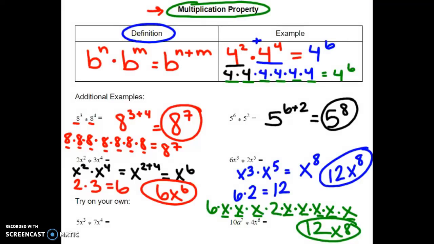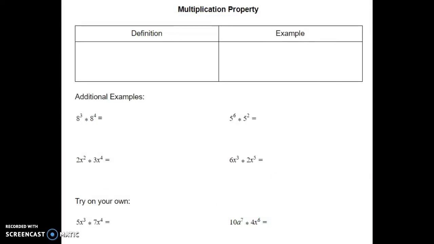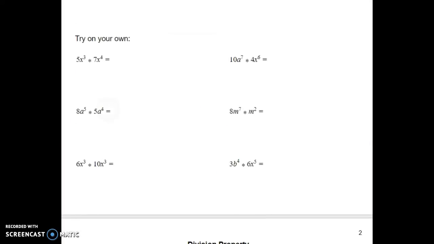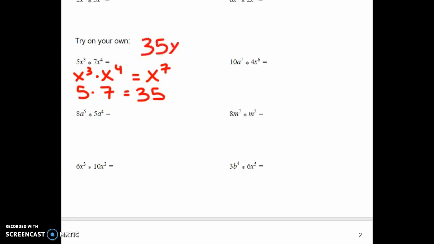All right, I'm going to do these next couple too because I just want to make sure everybody is on the same page here. So for this next one, 5 times x to the third times 7 times x to the fourth, I'm going to multiply my x's together because they have the same base. And now when we multiply, we add the exponents. So I get x to the 7th. And then here I have my 5 and my 7 together. And when I multiply those numbers, we get 35. So I get 35 times x to the 7th as my final answer.